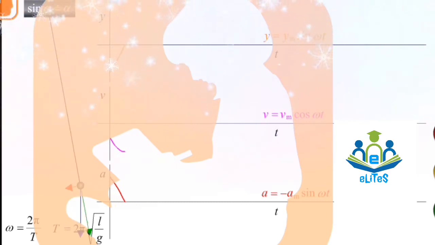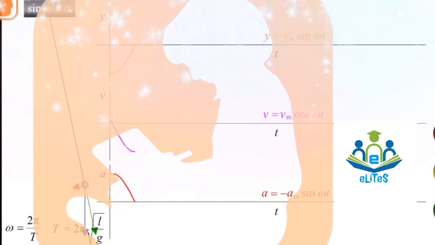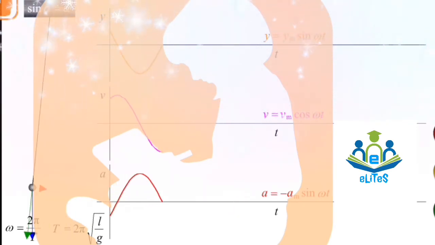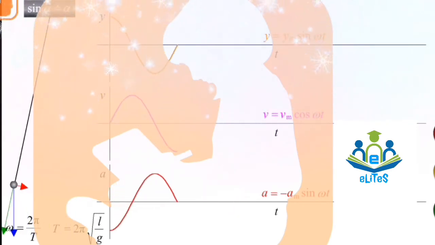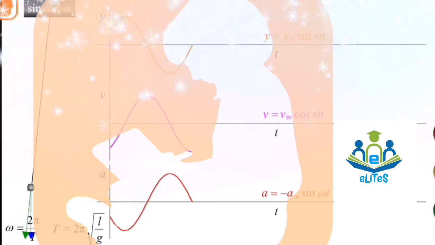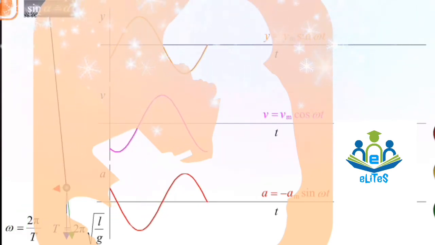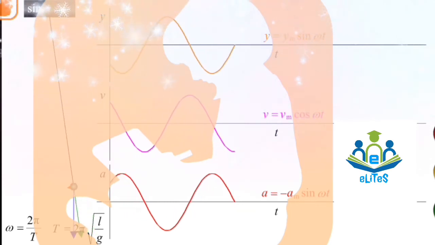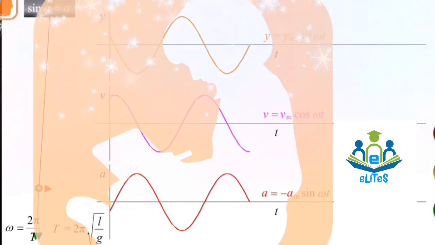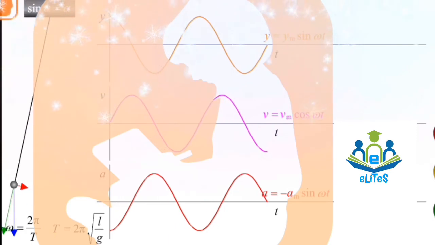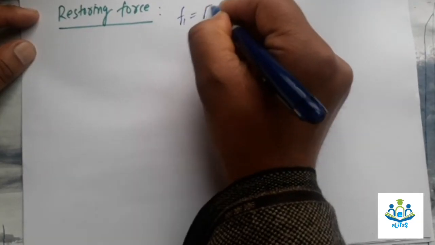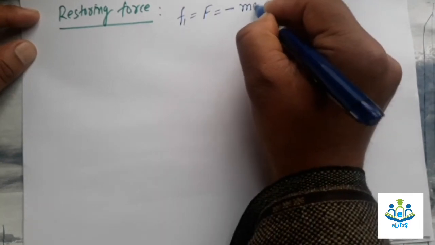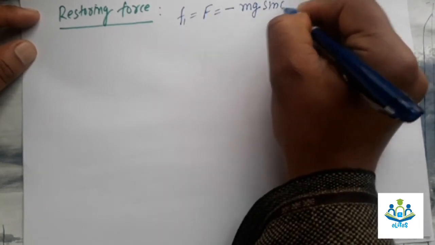The various forces acting on the bob are given by different colors. Blue color is the weight in downward direction. The green color is the component of the weight which is balancing the tension in the string, and the red color is the restoring force which is always towards its mean position. This F1, as F, is minus mg sine of theta.